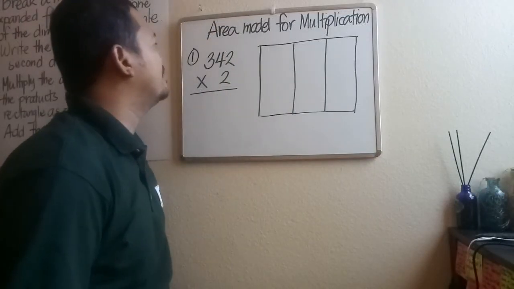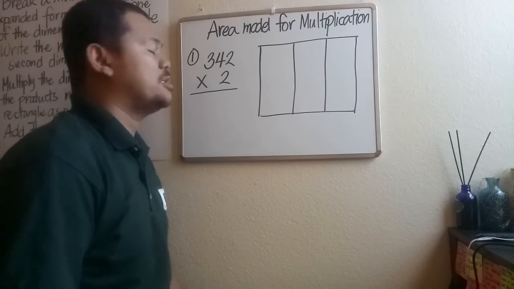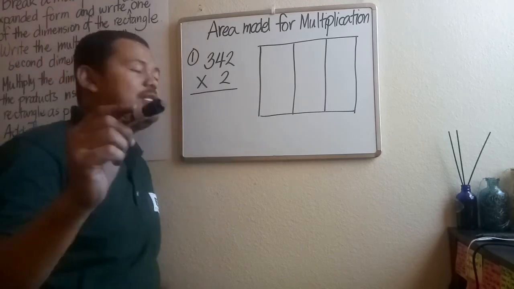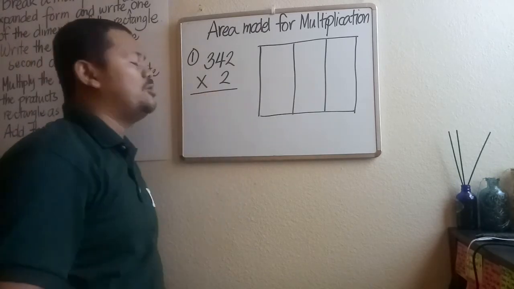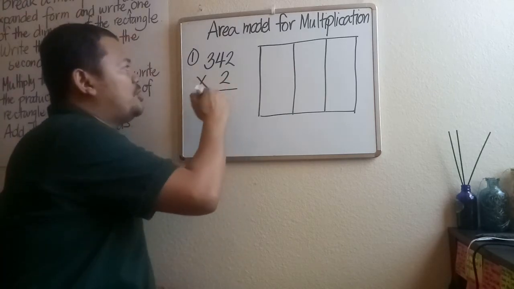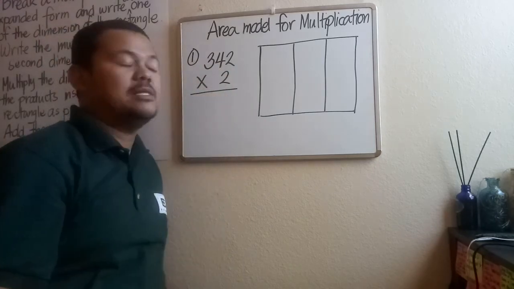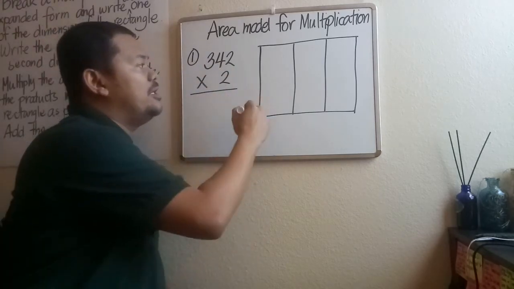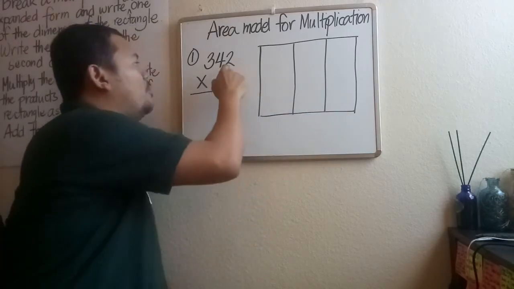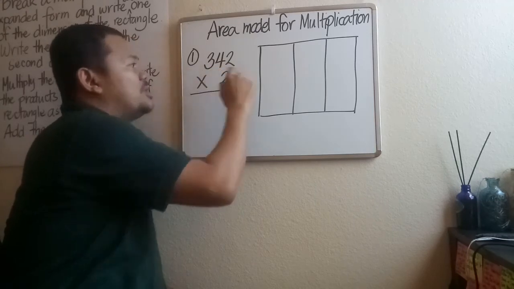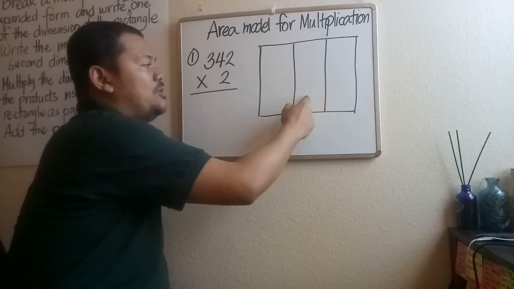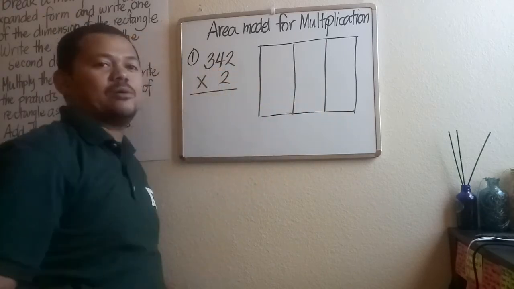Here is a problem that we need to use area model and partial product to solve: 342 times 2. So I want you to write it in your paper, 342 times 2. Okay? So write first 342 times 2 in your paper. Then draw an area model that has 1, 2, 3 place value because we got here ones, tens, and hundreds. So make a rectangle first, then divide it into 3. 1, 2, 3. Okay?